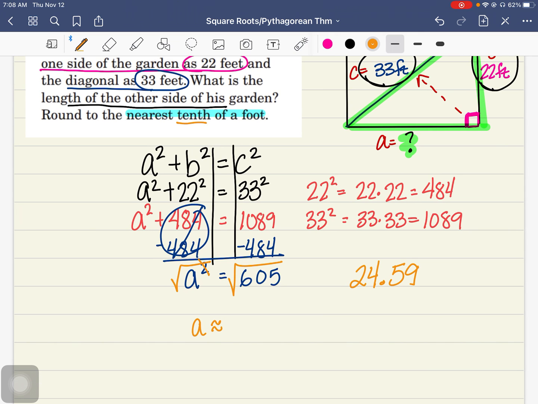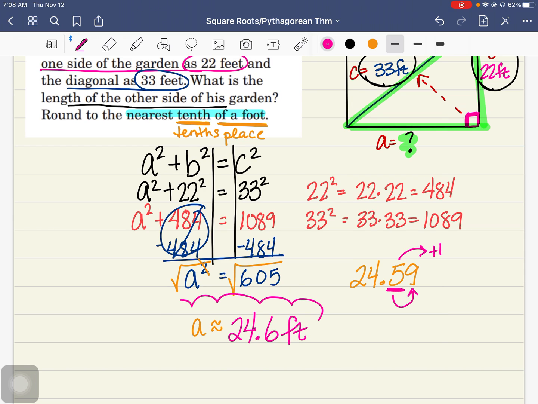See, that's why I have to read this. Tenth of a foot. That means tenths place. Okay, so I'm going to underline the tenths, which is the 5. I'm going to look right next to it, and 9 is definitely bigger than 5. So that's going to add one to it. So we're going to get 24.6, and we're measuring in feet. So that missing length of the garden is about 24.6 feet.